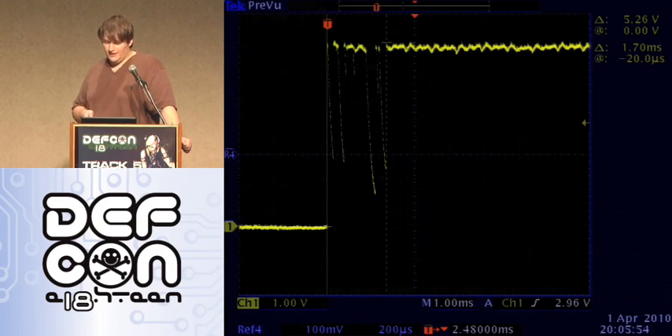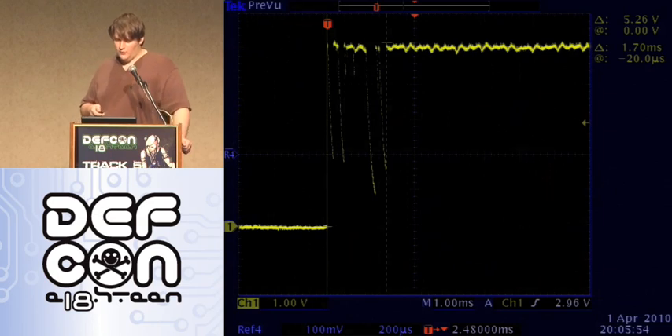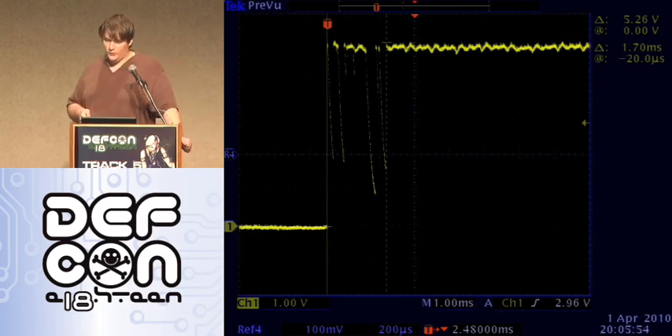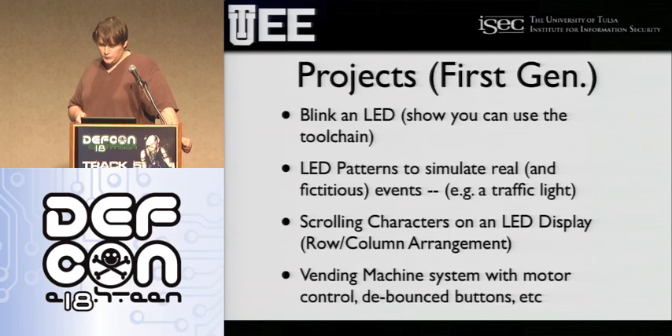This is some of the real world things we've included in the documentation. And this is called contact bounce or jitter. And this is one of the things we hope to show students is that it's not all theory. There are some real world problems with developing hardware and software. And this is one of the things we made them deal with last semester.